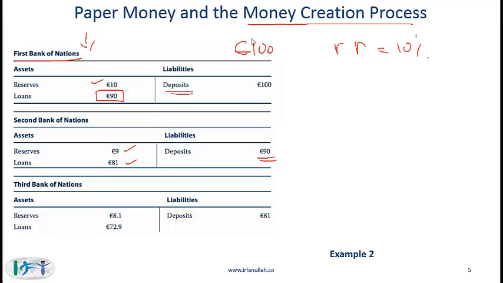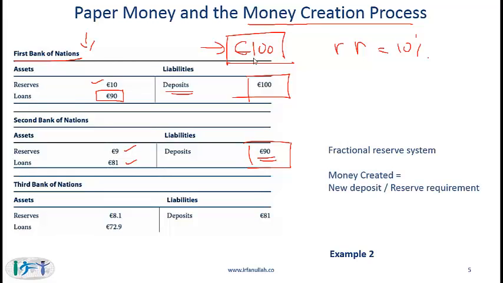So notice that with an initial deposit of 100, this was the initial amount of money. But because of the fractional reserve system, the actual amount of money in the economy is much more. That is because if you ask the first customer how much money he has, he will say he has 100. The second customer or the second person in this example will say that he has 90 and so on. So clearly the amount of money in the system is more than that initial amount of 100.